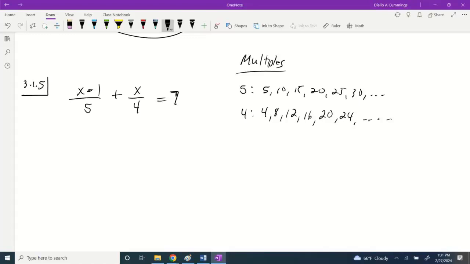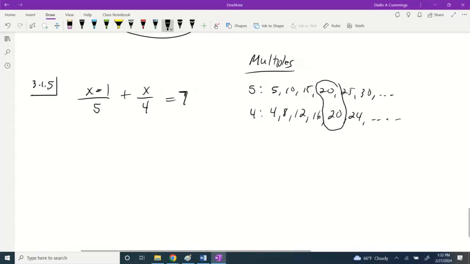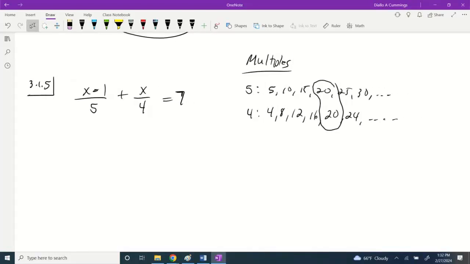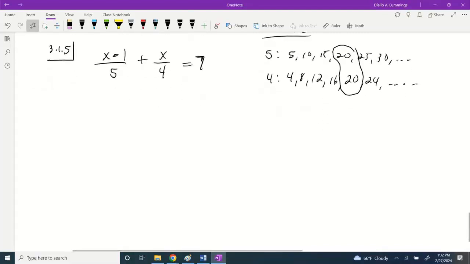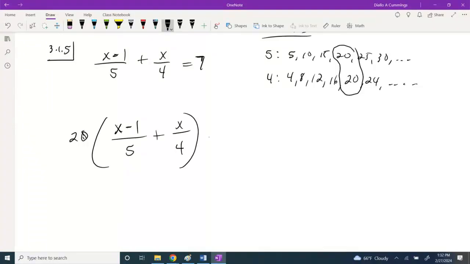Now, we may have quite a few numbers that match, but we want the least common multiple. So the smallest number that is a multiple of both of these is 20. So we're going to multiply both sides of the equation by 20. We multiply the left-hand side by 20, and the right-hand side by 20.